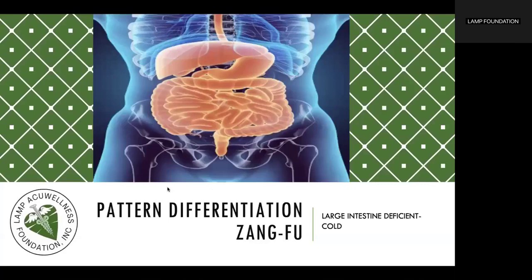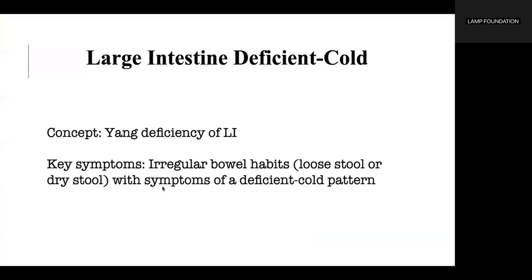Finally, we have large intestine deficient cold. The difference between this pattern and damp cold in the large intestine is that this is a deficient pattern of imbalance, whereas damp cold in the large intestine is an excess pattern. The stools here will not be explosive and there will not be cramping pain in the abdomen. Instead, the pain will be a dull nagging pain that is not alleviated by the passing of a stool. This is due to yang deficiency of the large intestine.